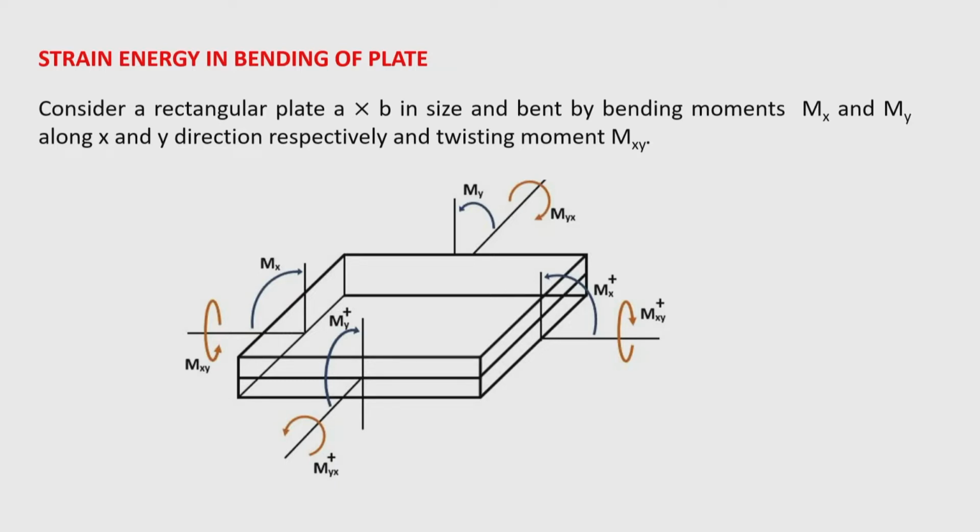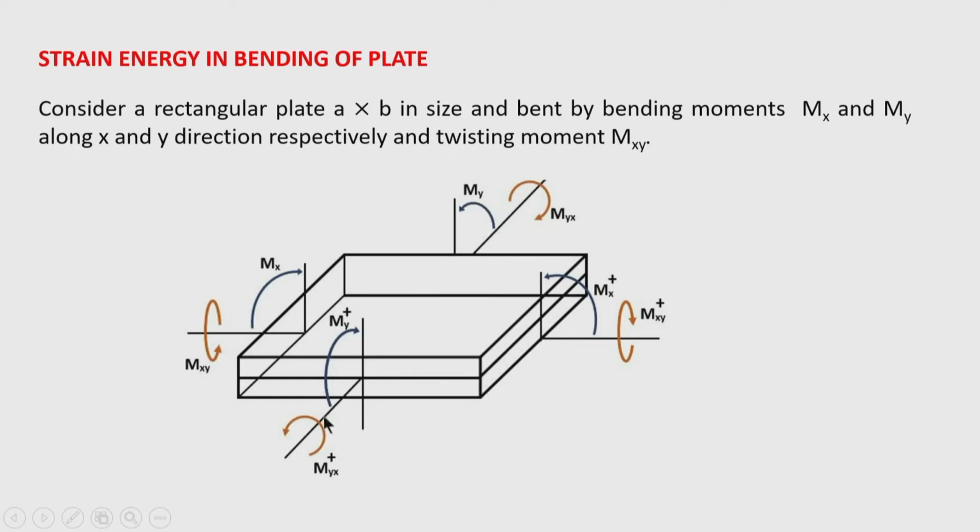Okay. So, here you are seeing a plate which has dimensions a by b, and in that case we take an element of the plate whose length is dx along the x direction and dy along the y direction. So, here you are seeing Mx is the bending moment along the x axis, and on the opposite side the Mx plus indicates Mx plus increment of the moment. Increment of the moment is ∂Mx/∂x into dx along the x direction. Similarly, My is the bending moment along the y direction.